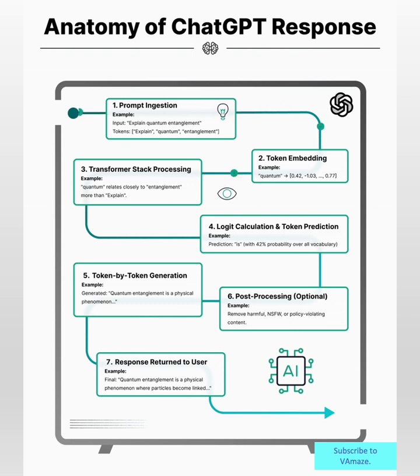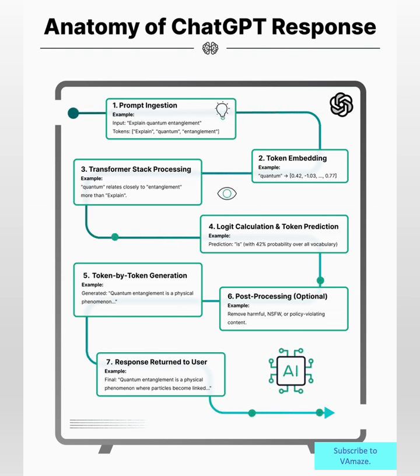Strategic selection. The highest probability token isn't always chosen. The system often employs techniques like temperature scaling or top-k sampling to introduce controlled randomness, ensuring responses are varied and natural rather than rigidly predictable.